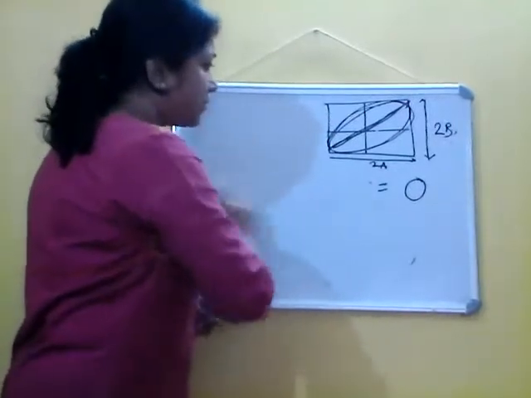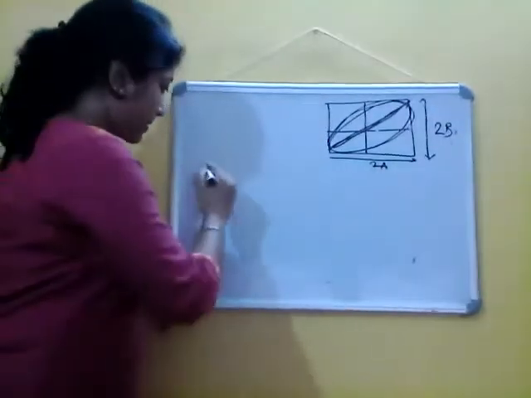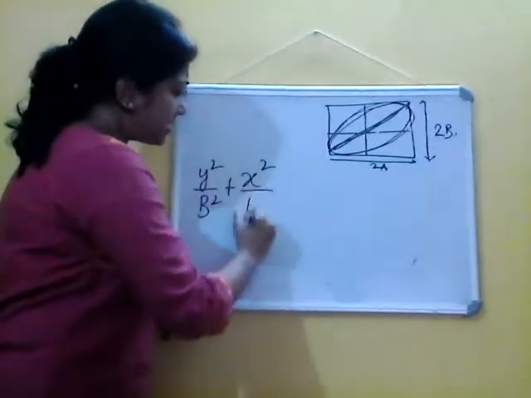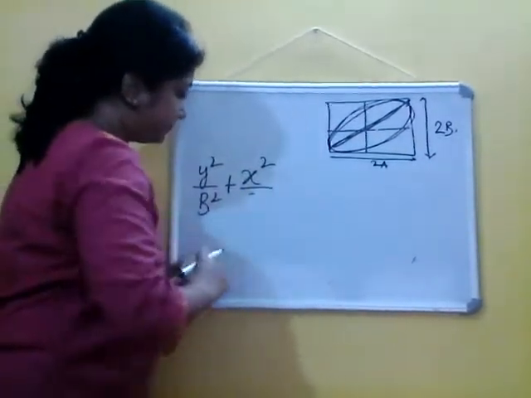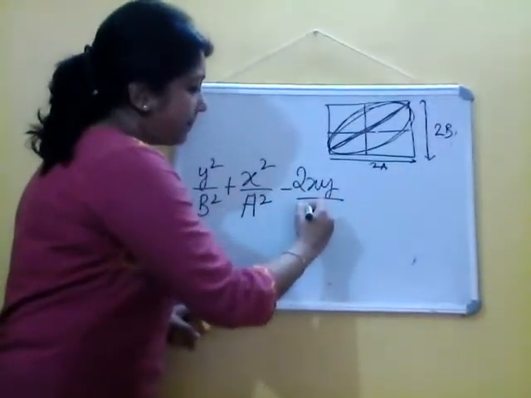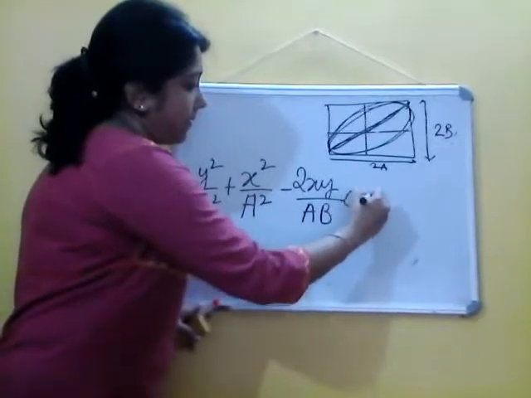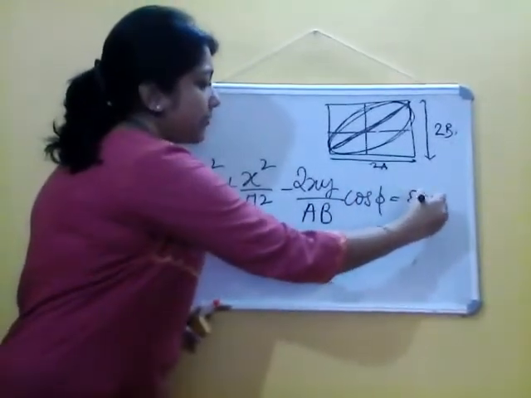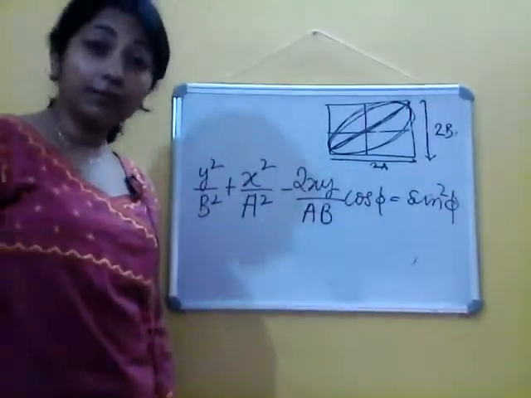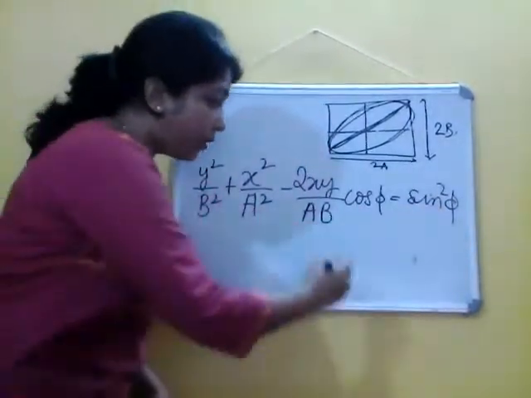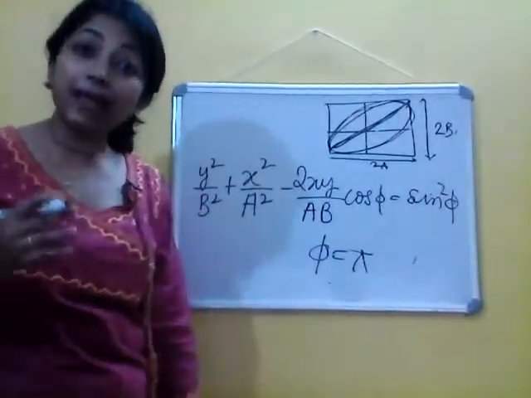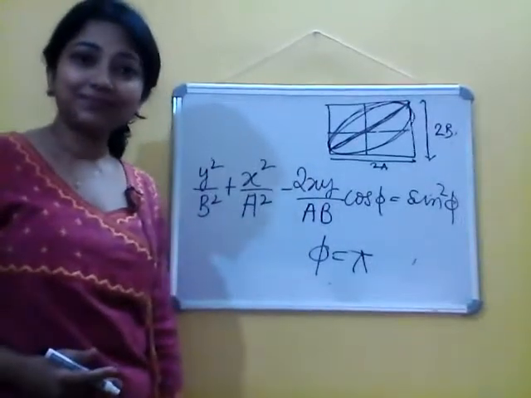Let me go back to the equation once again. y square by b square plus x square by a square minus 2xy cos phi is equal to sine square phi. Now the particular condition which I want you all to understand or think upon is what will be the scenario if phi is equal to pi or 3 pi or 5 pi, or such numbers.